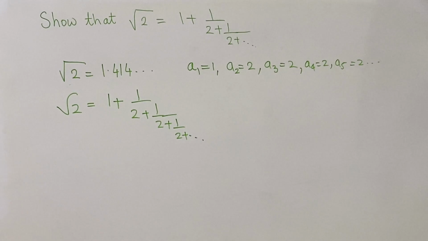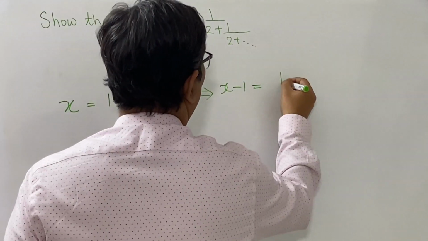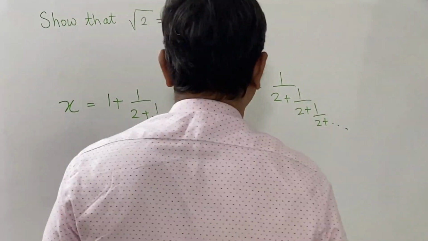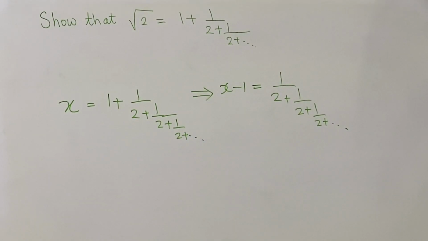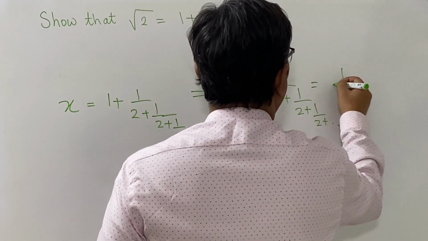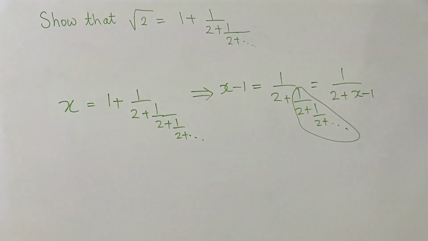Now, since there is an infinite process involved, we should be careful in this, and therefore let us see if we can convince ourselves that the limiting quantity that we got in this manner ultimately gives us root 2. For that, let us call this quantity x. So, x minus 1 is 1 by 2 plus 1 by 2 plus 1 by 2 plus, etc. So, if this infinite continued fraction converges, we would expect that this would be equal to 1 by 2 plus x minus 1. So, note that this part is actually x minus 1.